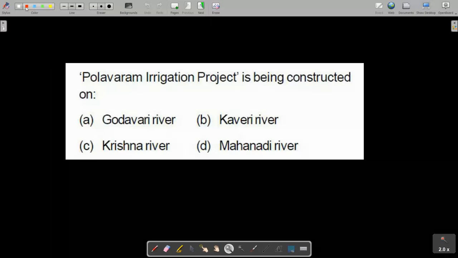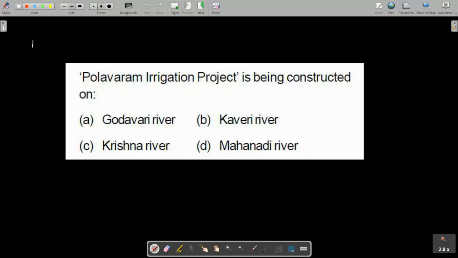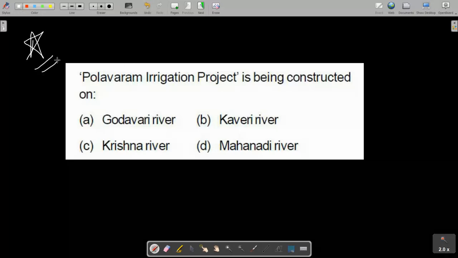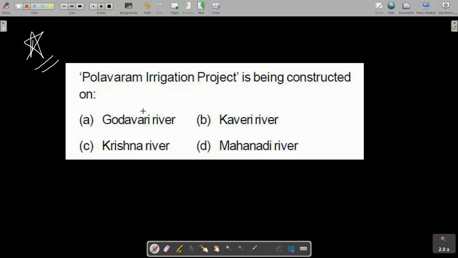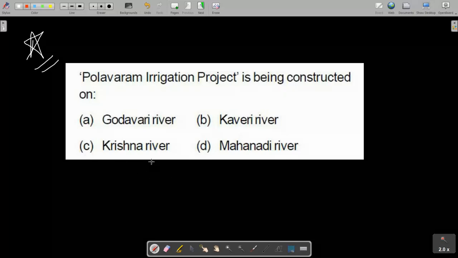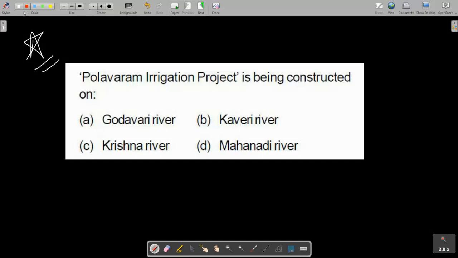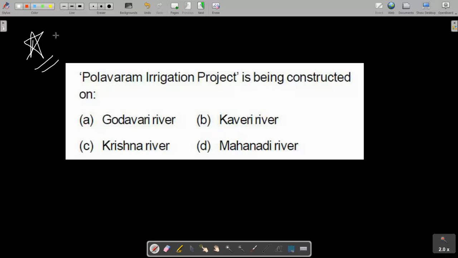But before we start, as you know, our general studies question: the Polavaram irrigation project is being constructed on which river? Option A Godavari, option B Kaveri, option C Krishna, or option D Mahanadi river. You have to answer in the comment box. I'm waiting for your answers.